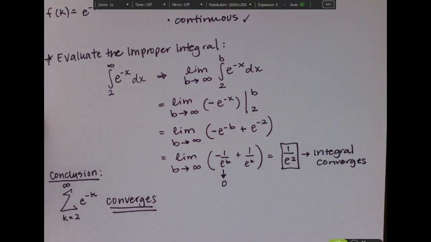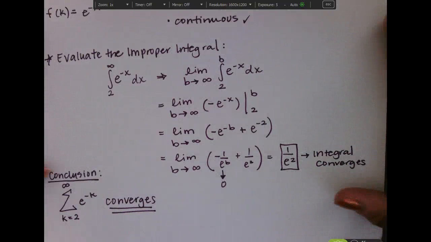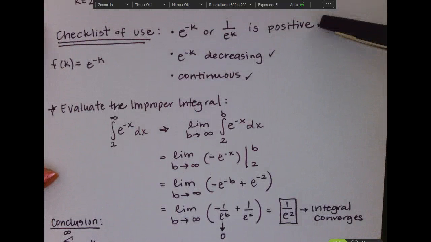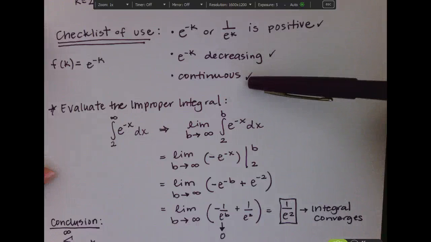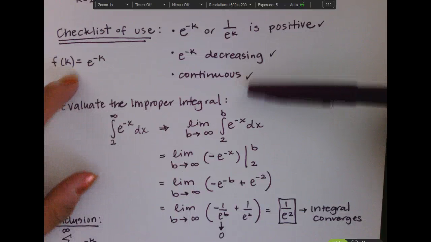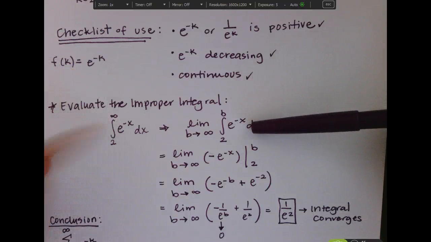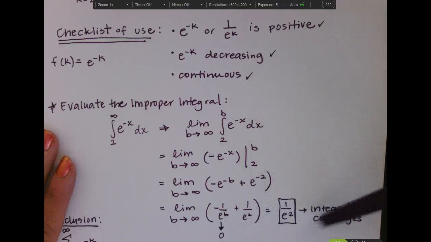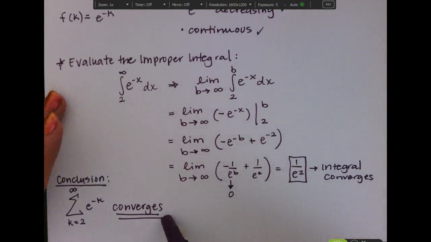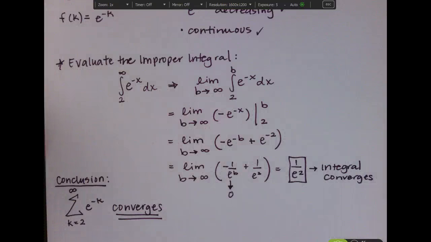Okay, so that is how the integral test works. Let me just run through the overall concept with you once more. First thing you'll want to do is make sure that it's usable based on the function that you are working with: positive, decreasing, continuous. If that's the case, you're going to set up an improper integral, and you're going to evaluate that and determine whether or not it converges or diverges, and then you're going to make a conclusion about the infinite series from there.